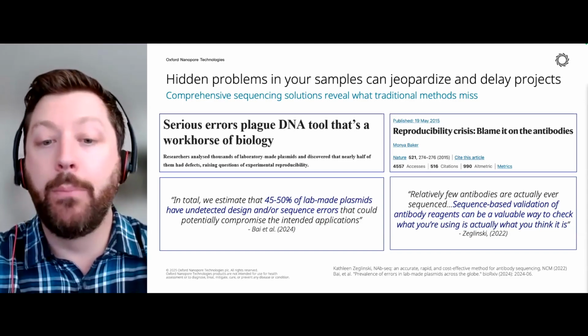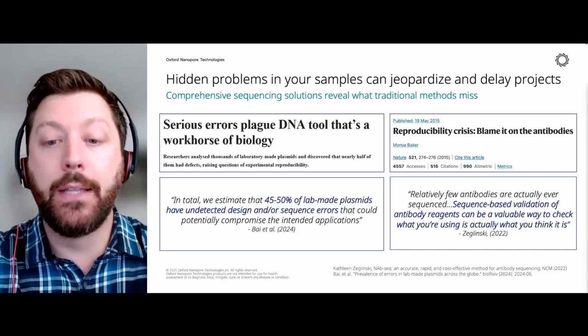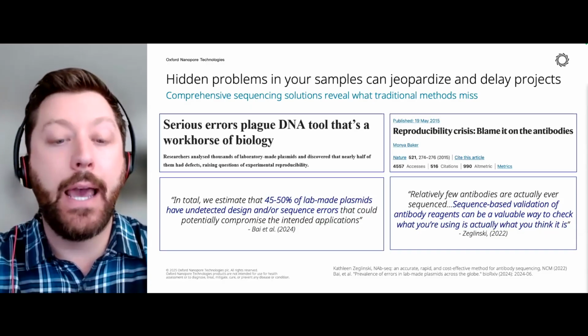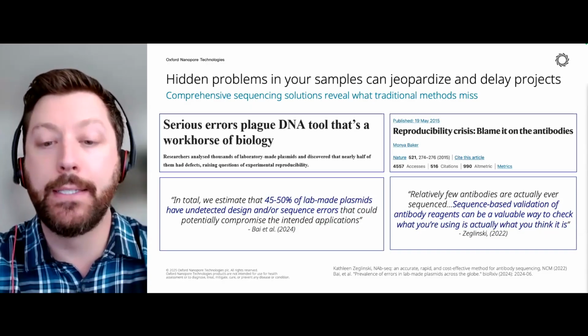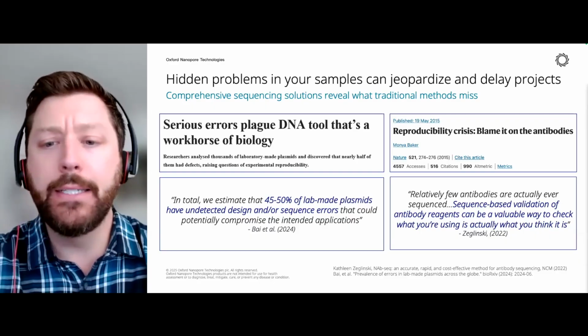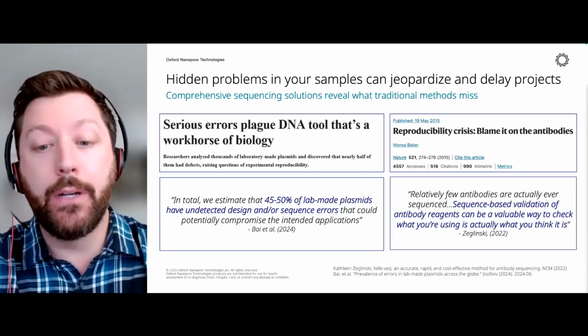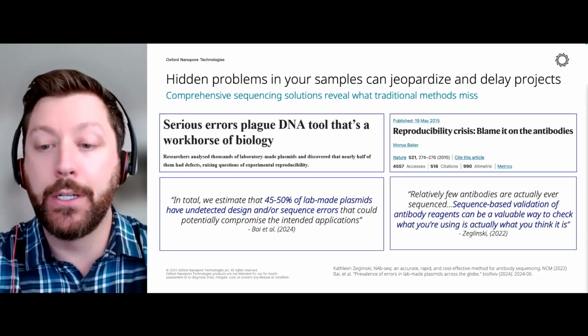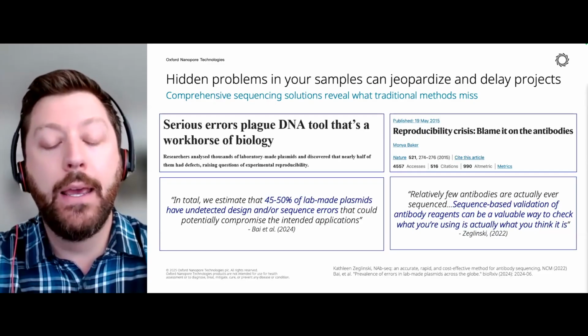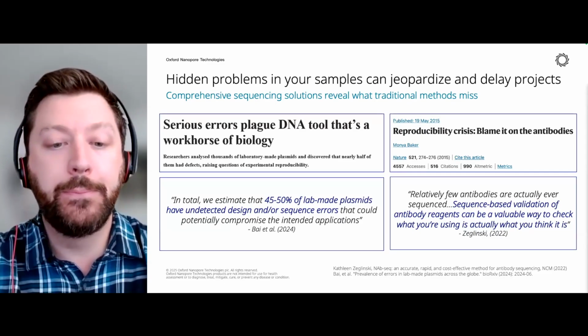A recent study from Bai et al. analyzed thousands of lab-made plasmids and found that nearly half contained undetected sequence or design errors. To me, studies like these should really be a wake-up call for anyone in this field, as these are the very reagents used to express your genes of interest, produce your viral vectors, and ultimately advance your pipeline.